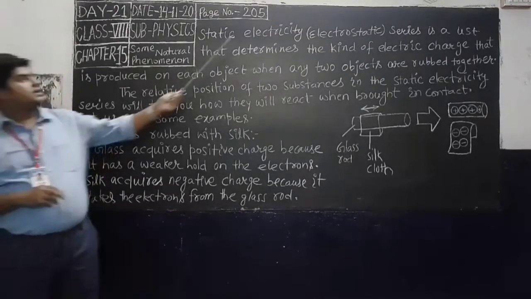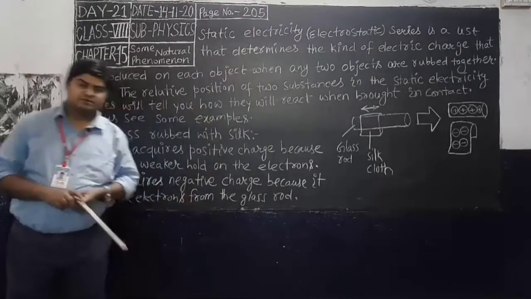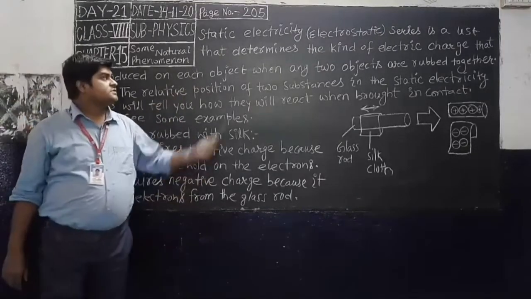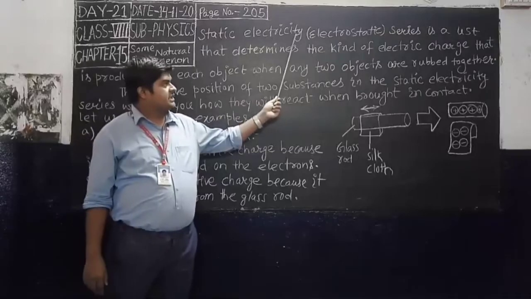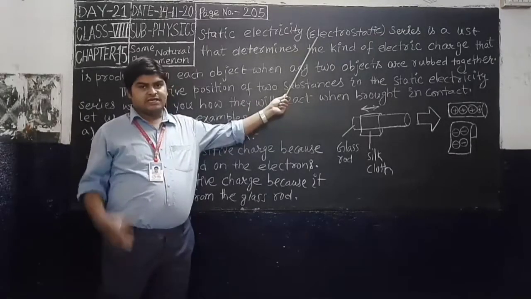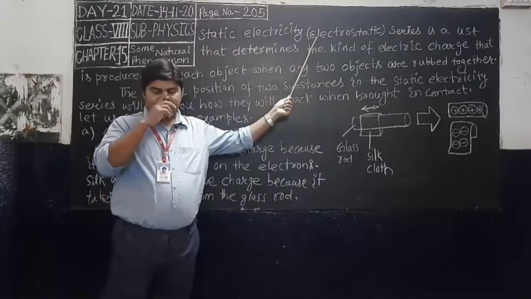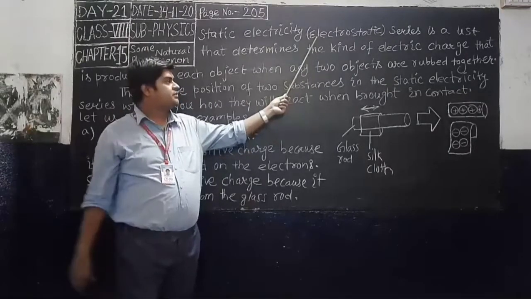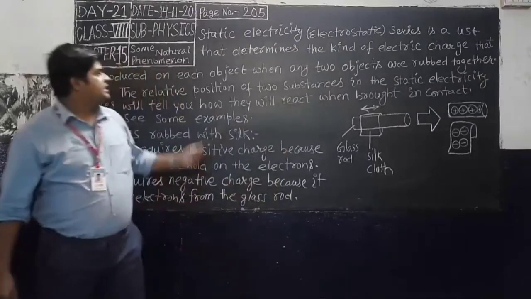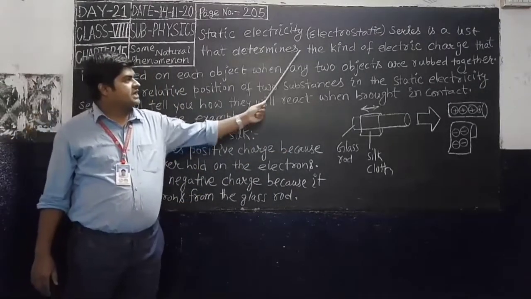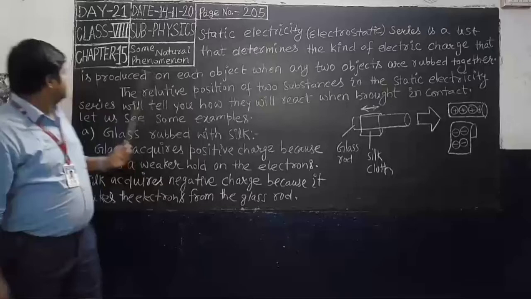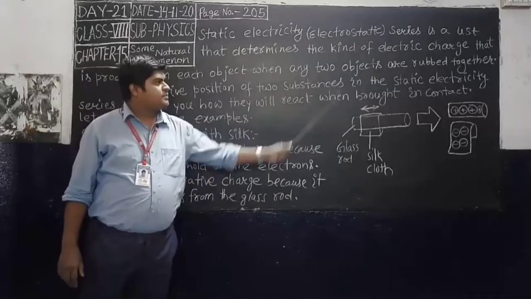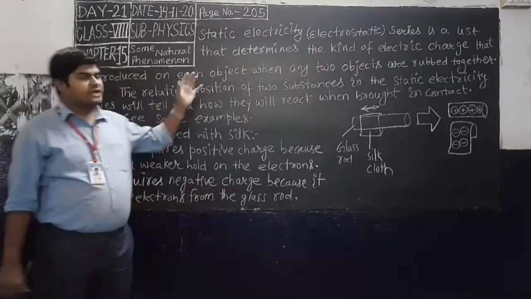Turn to page number 205 and see the second paragraph. Static electricity, that is electrostatics. Electrostatics is a branch of physics in which we study static electricity and static charge. The electrostatic series is a list that determines the kind of electric charge produced on each object when any two objects are rubbed together.